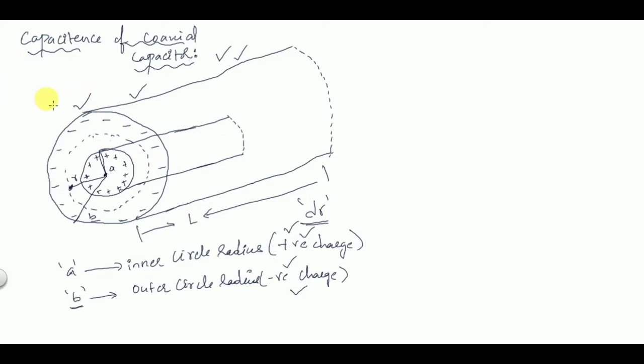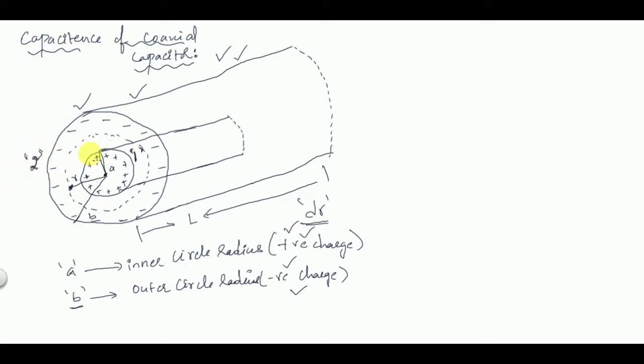Let this be surface 1. We always consider the positive charge first. In the previous case, the parallel plate capacitor, we considered the positive charge as plane 1 and the negative charge as plane 2. Here also I am considering this as plane 1 and this as plane 2.